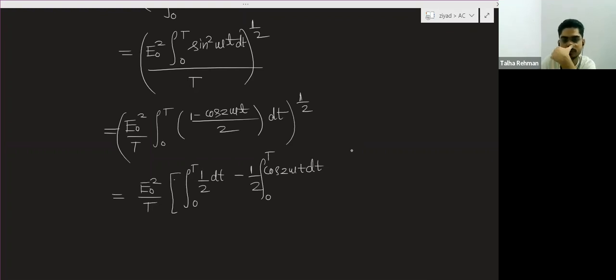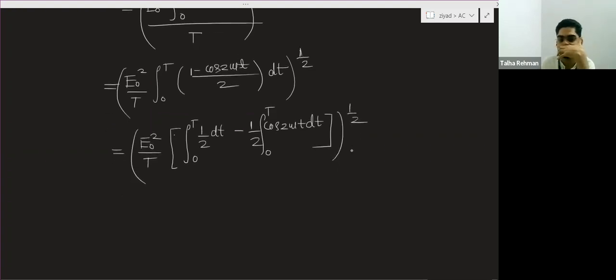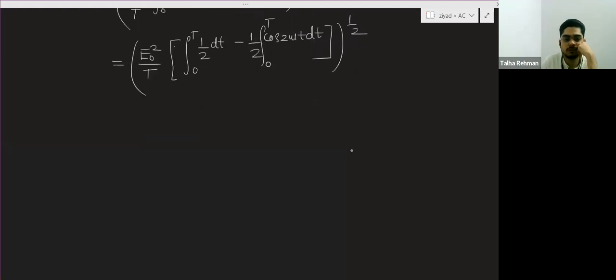And this is your bracket, and this whole has the power of 1 by 2. Now this is E naught square by T. The integration of dt will be T, and when you put the limit T minus 0, you will get T. So you will get half of T, half minus of it.